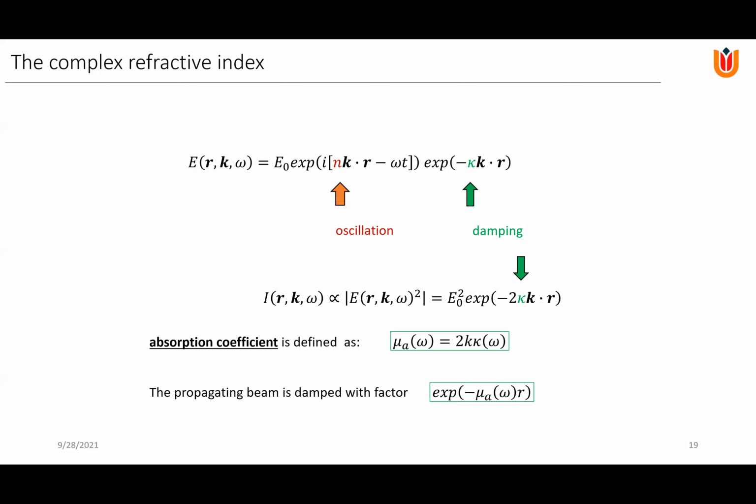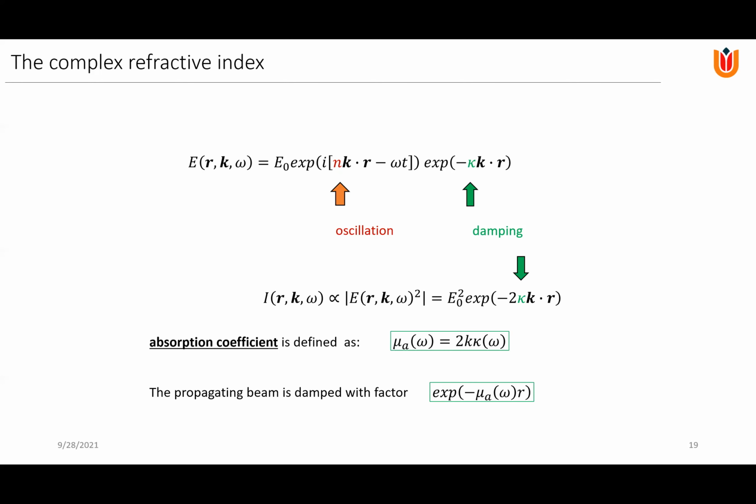If you then square that, so conveniently now take the square and then take the amplitude, or multiply with the complex conjugate, then the oscillation part vanishes, but the damping part remains. So what you end up with is an expression that looks like this: an amplitude times a real exponential damping. So kappa here is again the imaginary part of the complex refractive index.